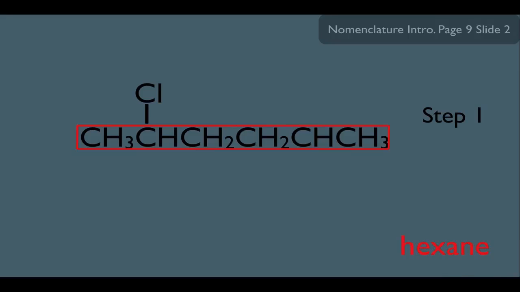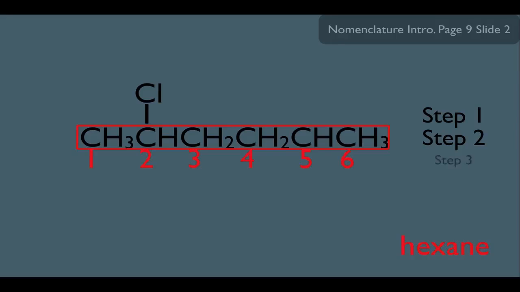Now for step 2, the correct numbering here, we're going to treat the halogen as a substituent. So again, since we want low substituent numbers, we should number in this case from left to right. That places our chlorine on carbon 2.